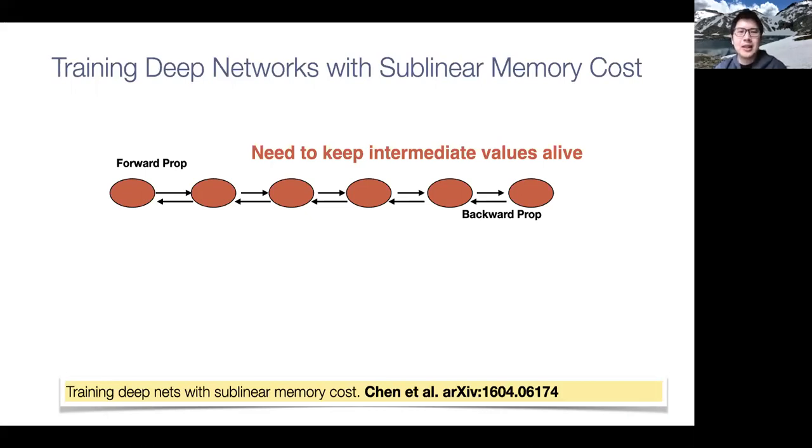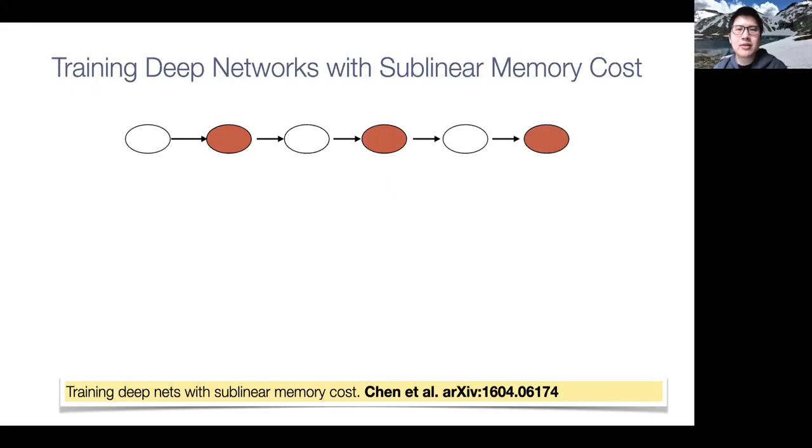So in our new algorithm, instead of trying to keep track of every intermediate computation, we will try to skip some of the computations. So only the colored nodes will be recorded, and the blank nodes, we will immediately deallocate the memory after we compute the blank node.